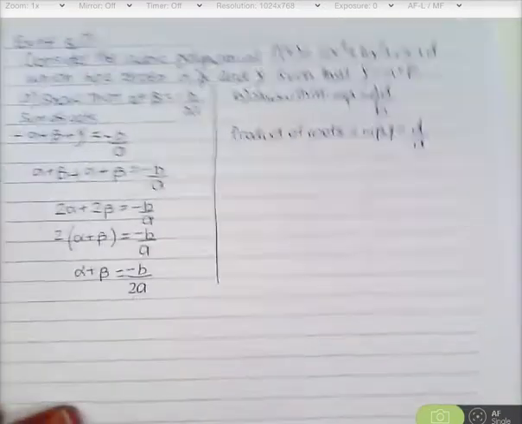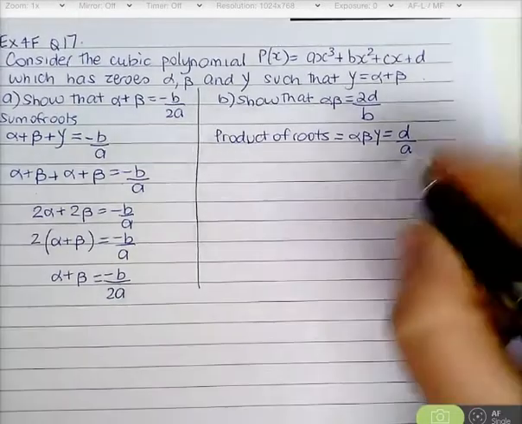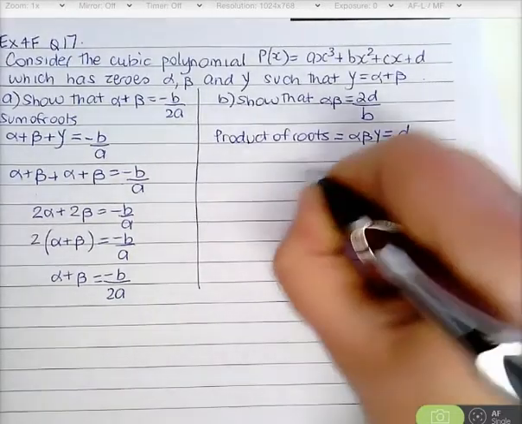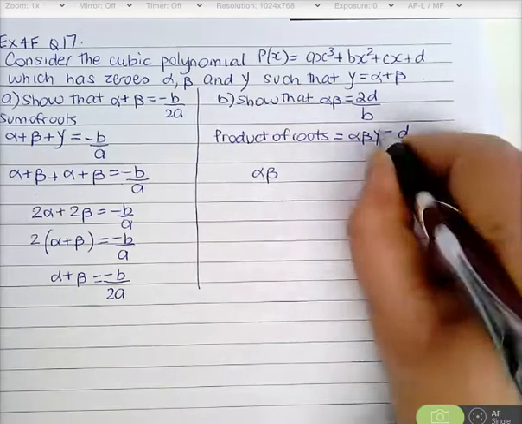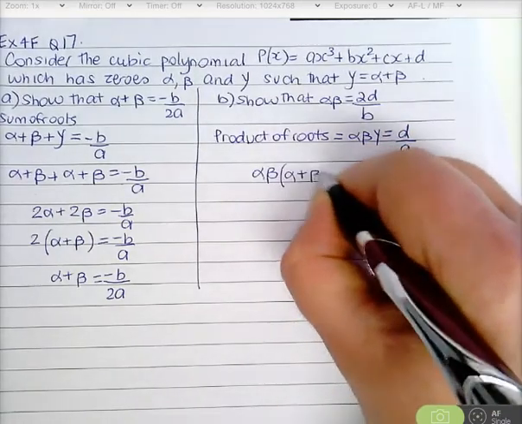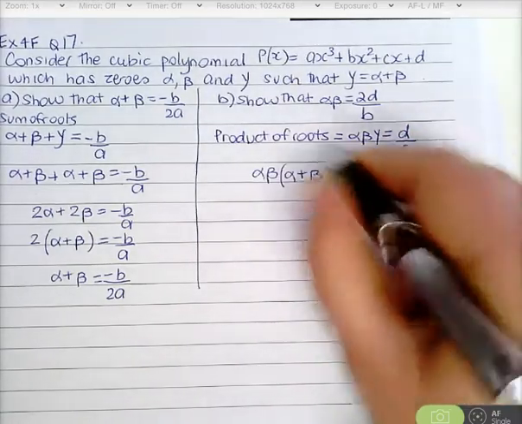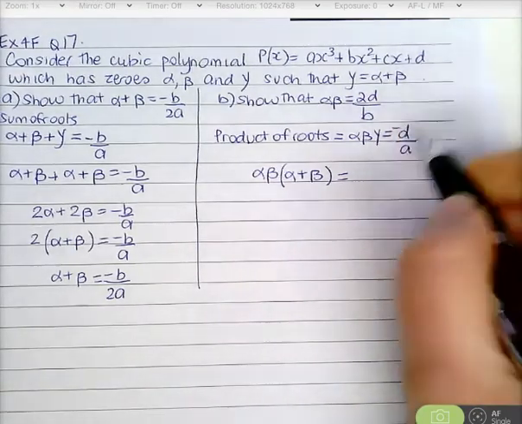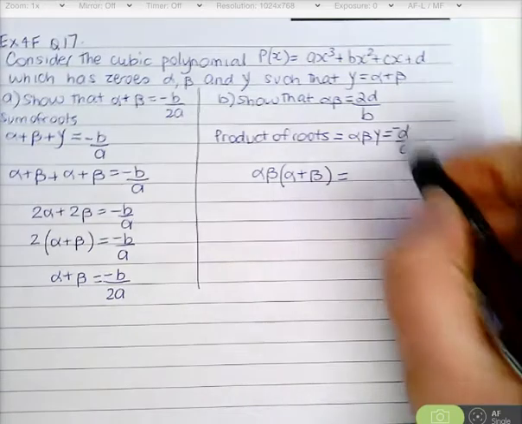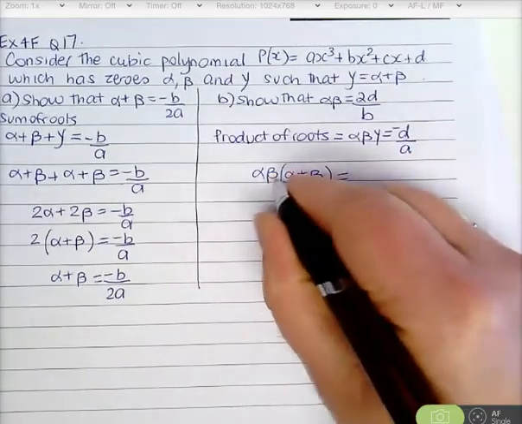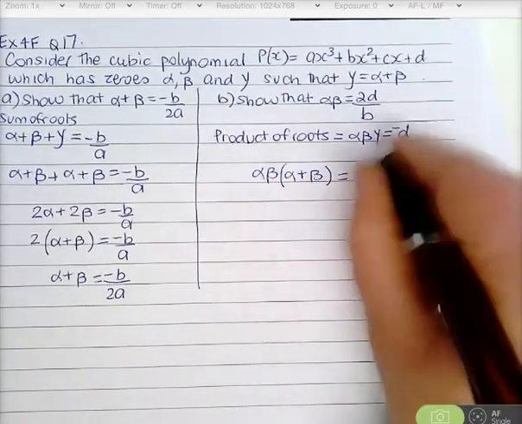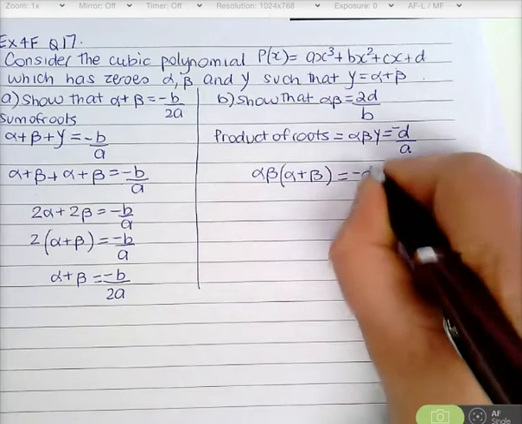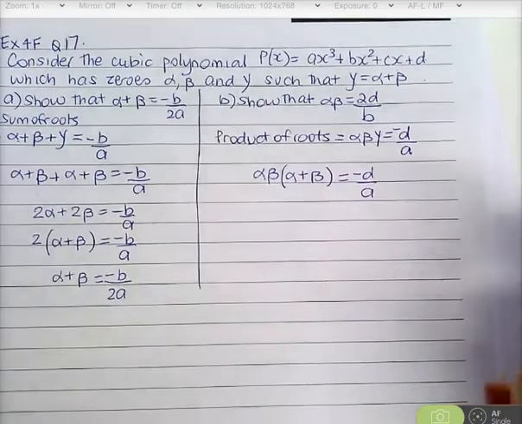Now we know that gamma is alpha plus beta, so we'll substitute that in. Sorry, product of roots is minus d on a, and substituting that, we've got minus d over a. So we've got alpha beta times alpha plus beta, substituting the gamma for alpha plus beta, is minus d on a.